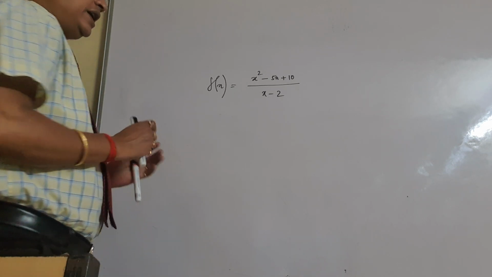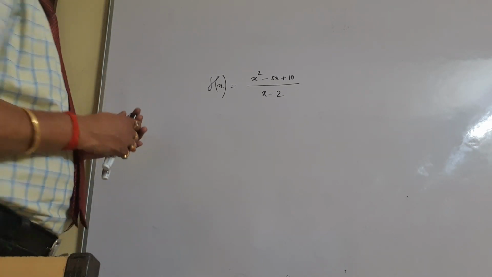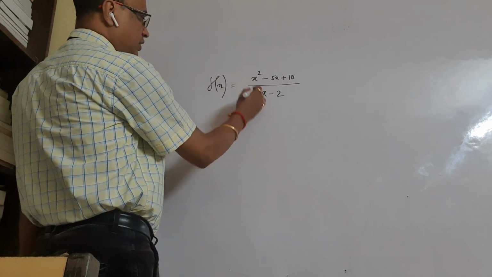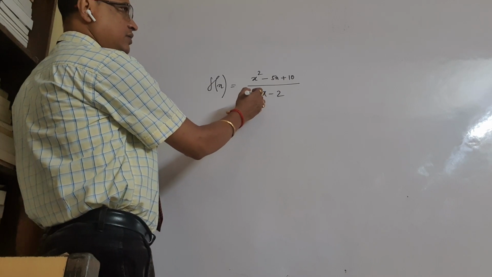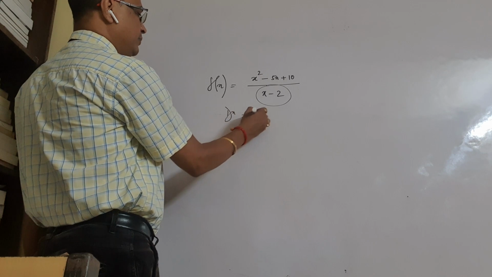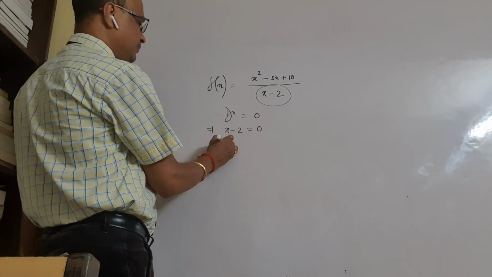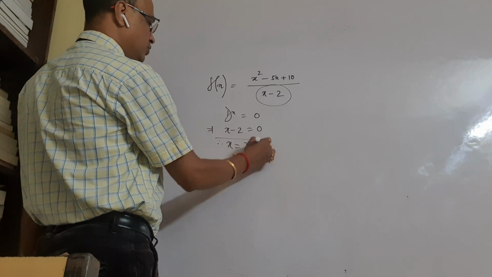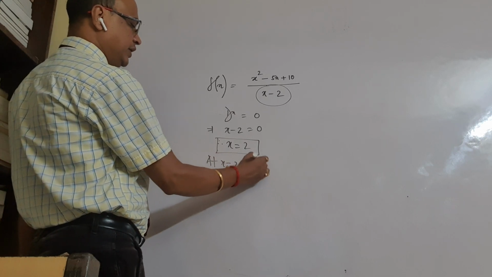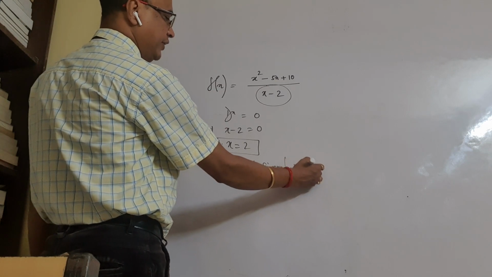Domain means the values of x for which the function is defined. For a rational function, the rule is that it can take all values of x except those for which the denominator is 0. The denominator will be 0 when x minus 2 is 0, which implies x equal to 2. So at x equal to 2, the given function is not defined.